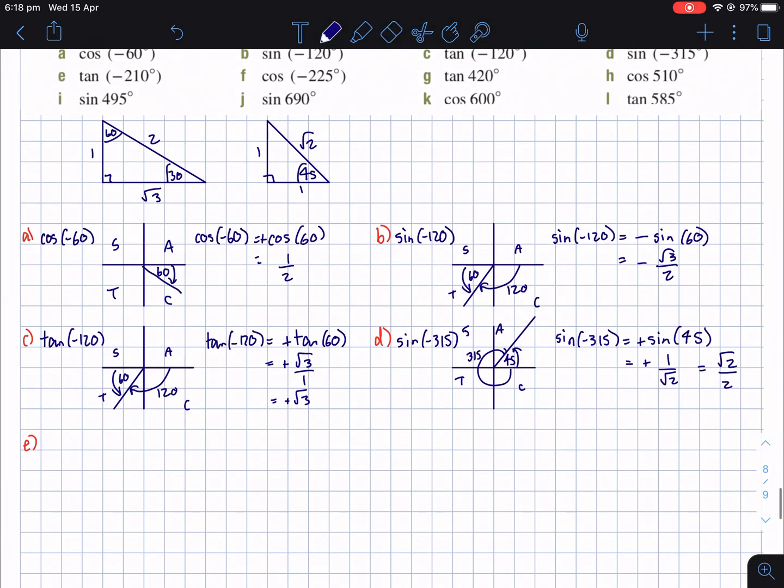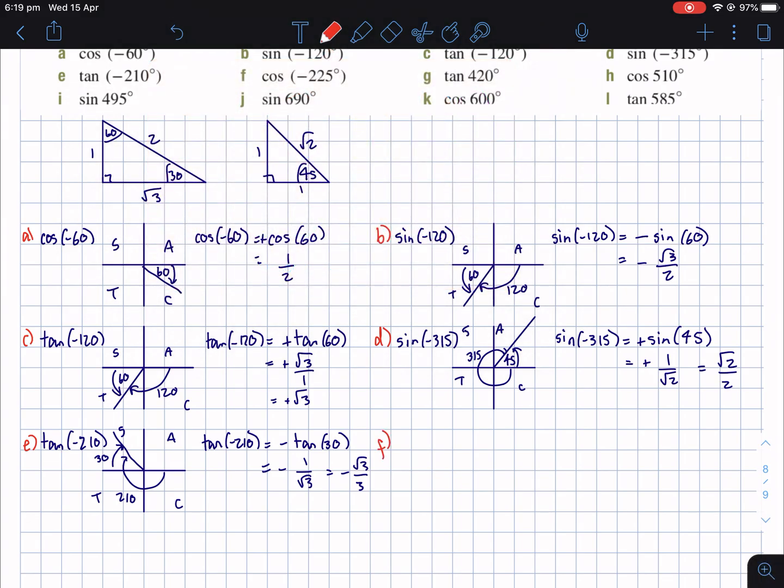Okay, E. Tan negative 210. So let's draw it. So 180, keep going, 210. So it's there, so that's 210. Which means this bit must have just been 30. SATC, so it's going to be negative, so tan negative 210 equals negative tan 30. We know tan 30, look at your triangle, opposite over adjacent, so negative 1 on root 3, or that would have come out as negative root 3 on 3.